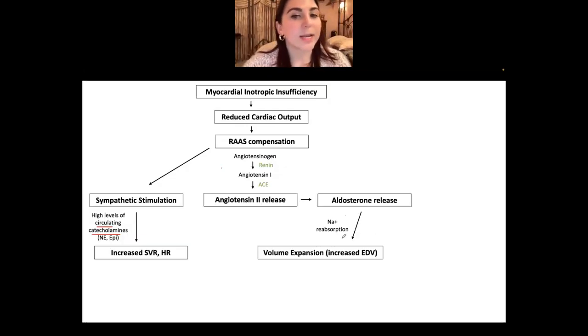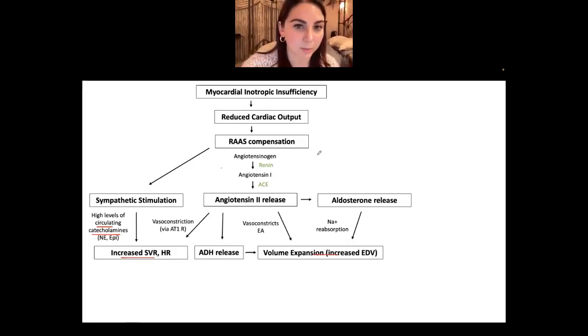Aldosterone is going to go to the kidneys and cause increased sodium reabsorption. It does a lot of other stuff, but this is what it does. It increases sodium reabsorption, and when you reabsorb sodium, water follows along with it, and that's going to cause increased volume expansion. If I have more volume circulating around, that's going to increase my preload. So we have increased afterload, we have increased preload, everything trying to increase the blood pressure still.